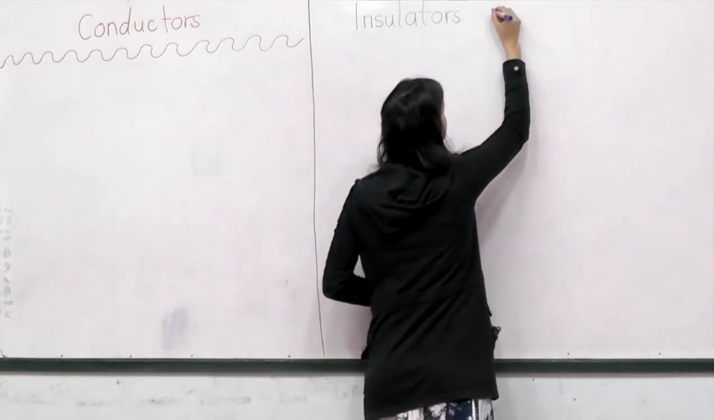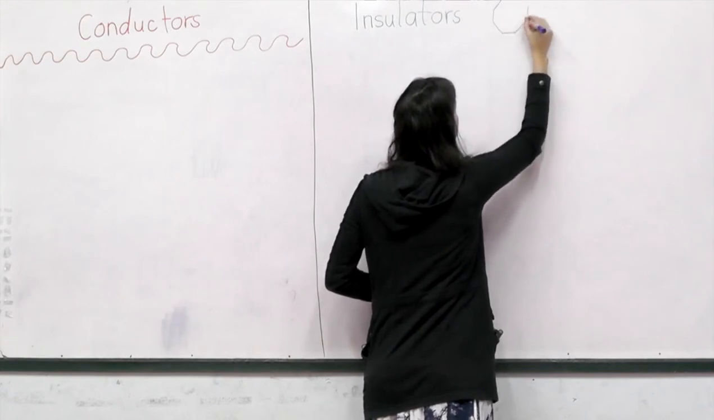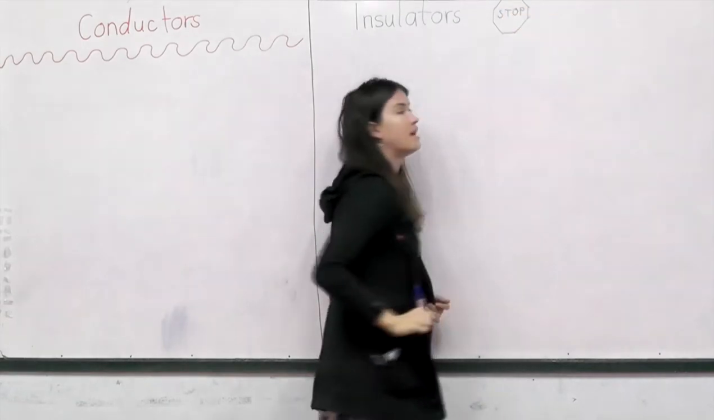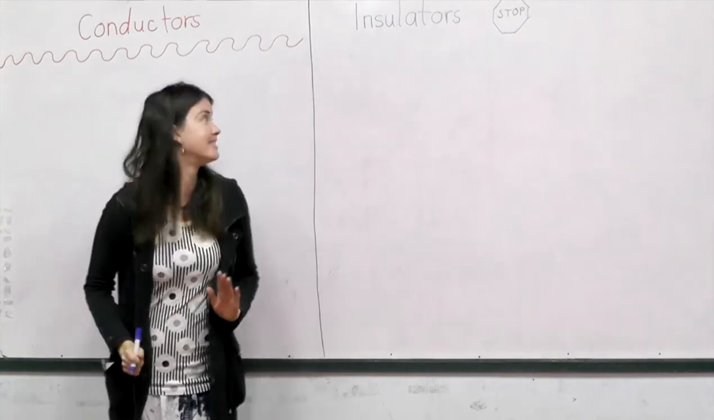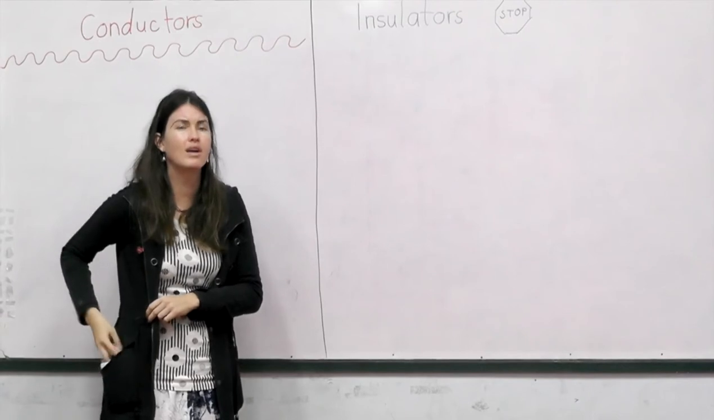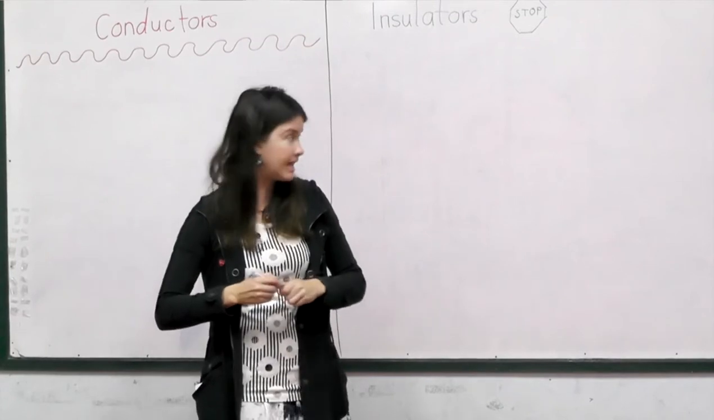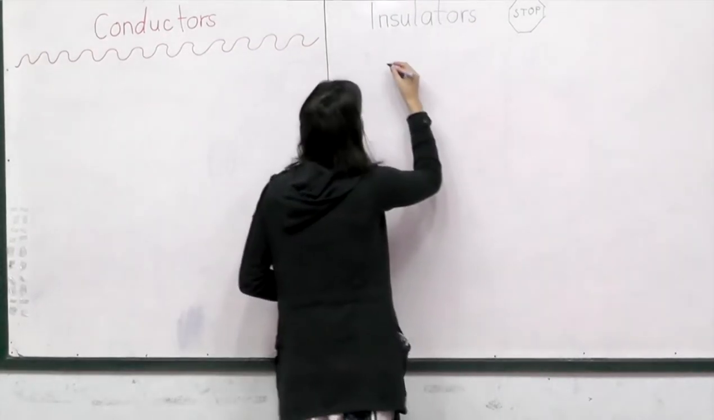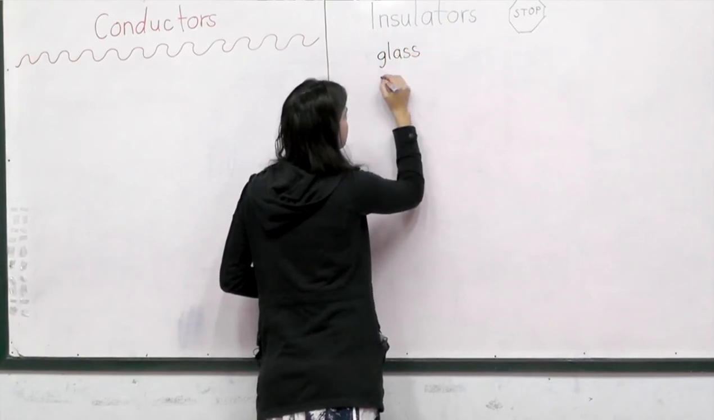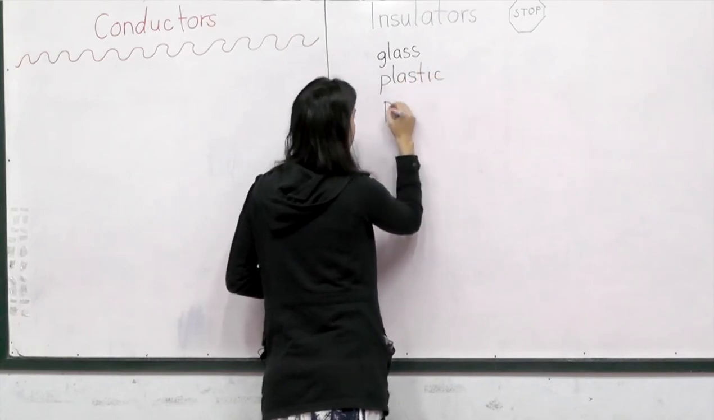So we're going to put a little stop sign. Stop. That stops the electricity. So what kinds of materials stop electricity? Glass? What's that box made out of? Plastic? What's that box made out of? Paper?